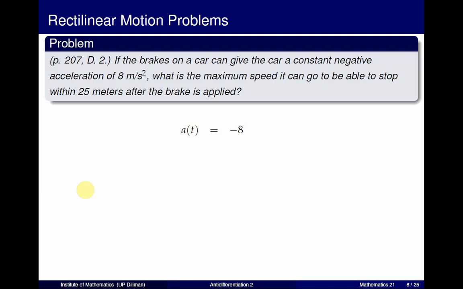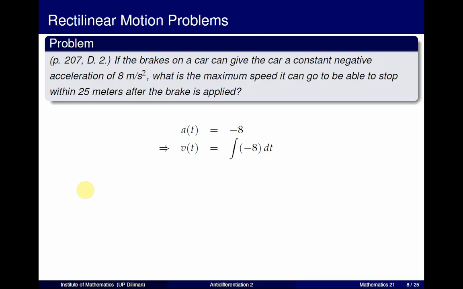Okay, let's look at the solution. First of all, we have a of t. The acceleration will be negative 8. Next, let us compute the velocity and the position functions. So v of t is obtained by integrating a of t, or v of t is the integral of negative 8 dt.